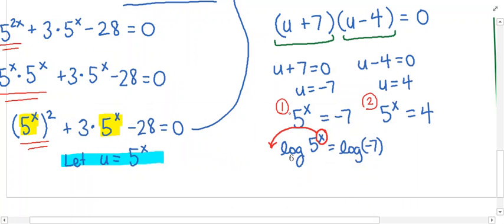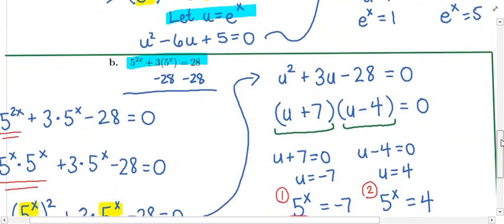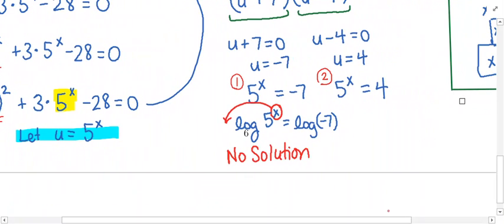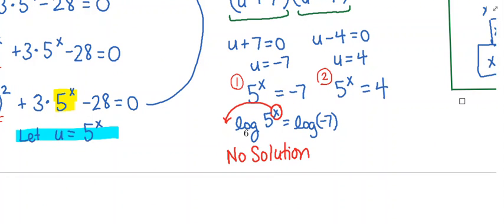So this first equation, 5 to the x power is equal to negative 7, is going to produce no solution. That doesn't mean the original equation has no solution. Just this first equation has no solution. We still need to see if the second equation, 5 to the x power is equal to 4, gives us a solution. So let's try to solve it.